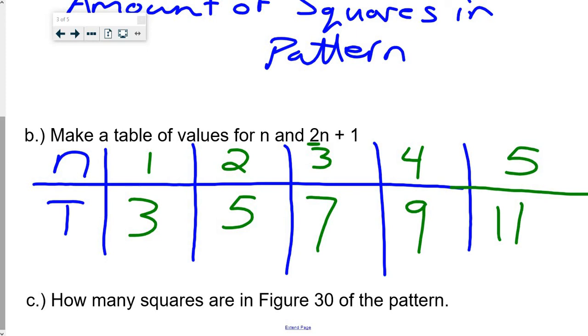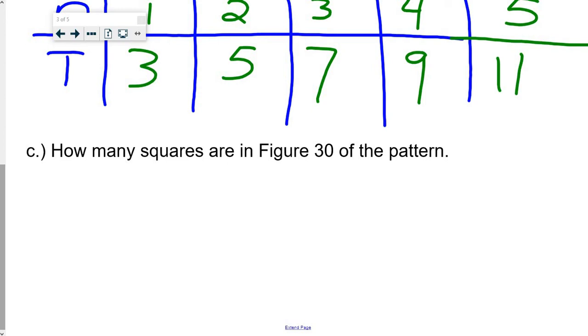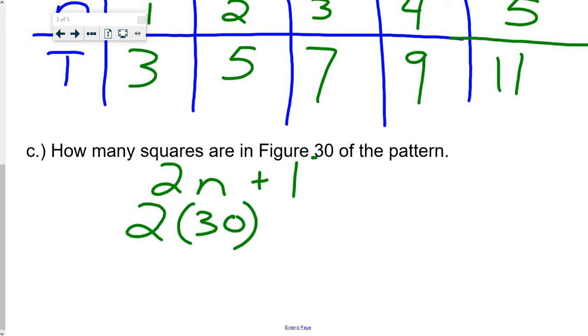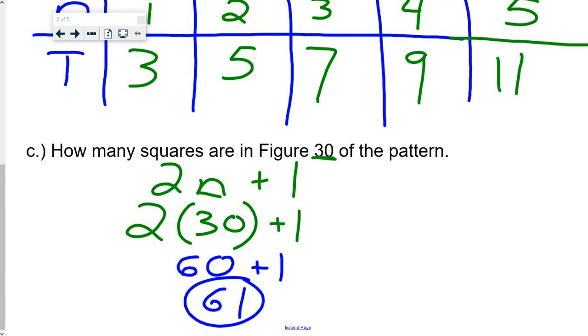So how many squares are in figure 30 of the pattern? We know that 2n plus 1 is the pattern. So 2 times 30, and we just substitute 30 into n because that's what it is, plus 1. As we move forward, that's 2 times 30 is 60 plus 1. So this total equals 61. There's going to be 61 squares in figure 30 of the pattern.